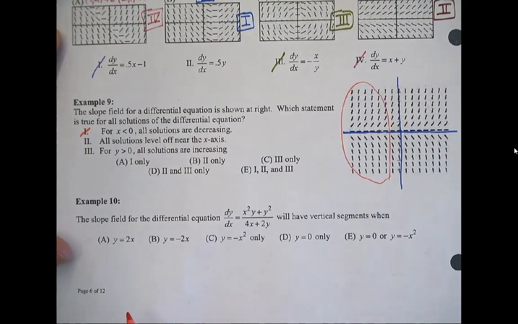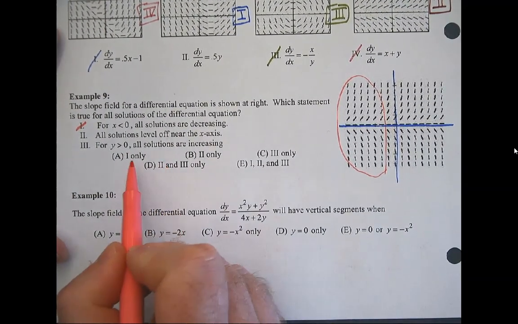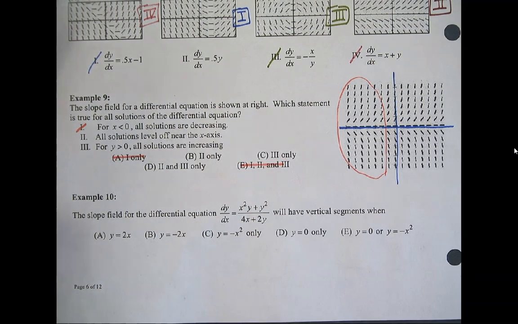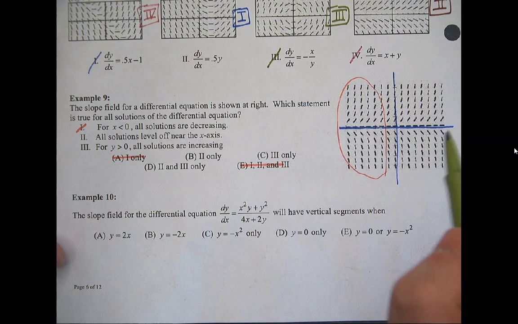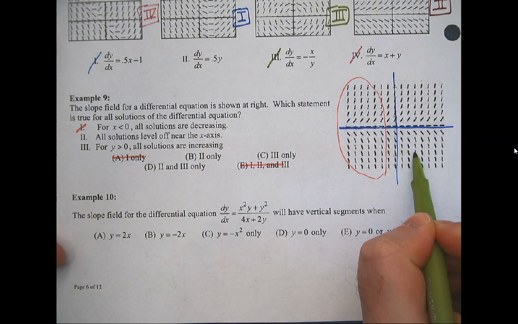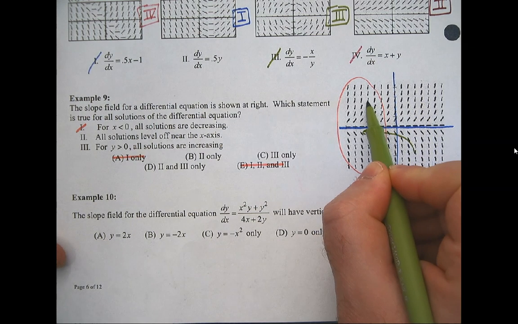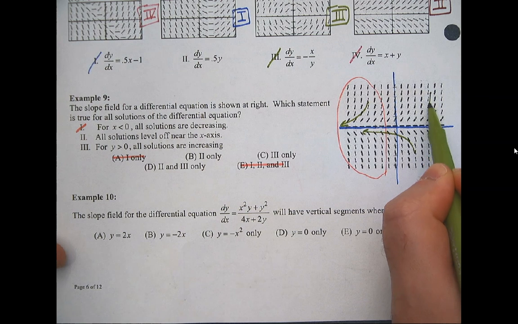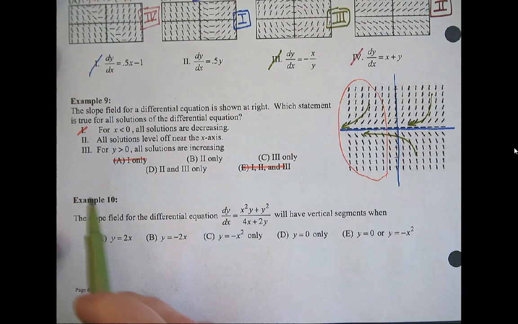Now look, when you're on a multiple choice, eliminate, eliminate, eliminate. So now we can eliminate this option, and we can eliminate that option. So now we're down to 1 and 3 if we have to guess. All solutions level off near the x-axis. So no matter where I jump in, will I eventually level off at the x-axis? If I jump in here, yeah, looks like it. If I jump in back here, I still curl down. No matter where I start, those slopes always have me dropping into the x-axis.